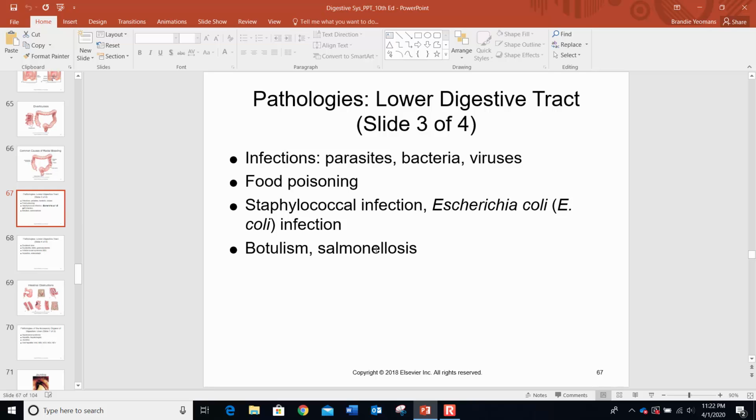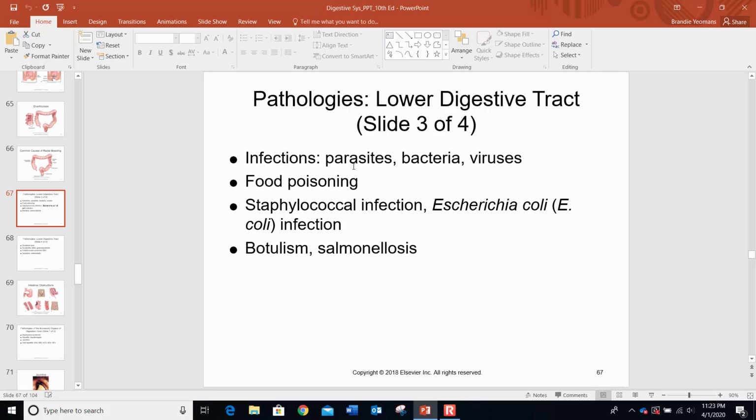So some other pathologies of the lower digestive tract. You could see some different infections from different bacteria and parasites and viruses. You probably have heard of people getting food poisoning and developing E. coli, which is very, very common with undercooked meat like beef.